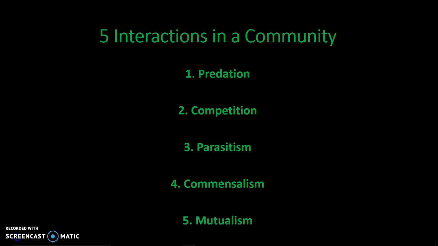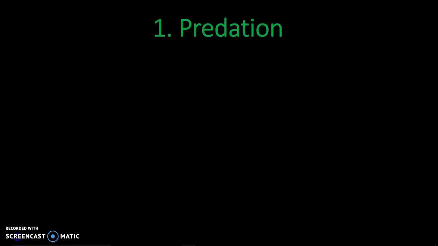These bottom three could be classified in a category of their own, and we call that category symbiotic relationships. And what a symbiotic relationship is, it's a long-term interaction or long-term relationship between two different species. We'll talk more about that in just a second, but let's get into predation.